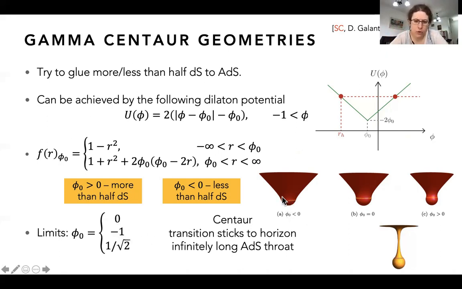So there's essentially no portion outside the horizon of the center that is being glued. So it's ADS everywhere outside the horizon and dS everywhere inside the horizon. And the case where you glue almost an entire dS sphere to ADS is a value of phi naught of 1 over root 2. In this case, you have an infinitely long ADS throat.